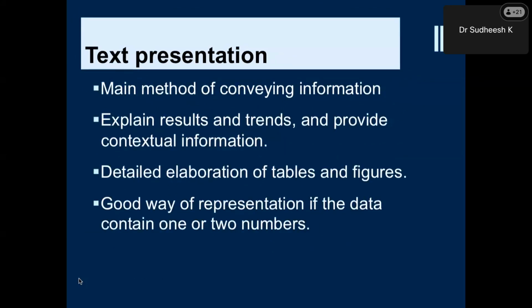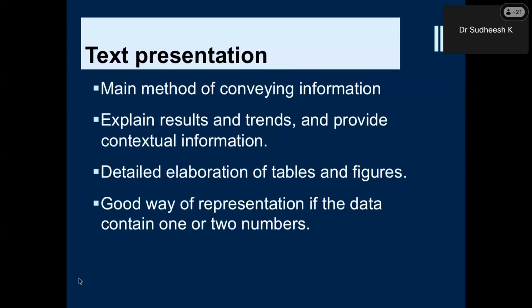Coming to text presentation, this is one of the most common. It's a main method of conveying information. You just go on writing in a running paragraph. For example, the number of patients in group A was so and so, group B was so and so, et cetera. It can be used to explain results, trends, and provide contextual information, and it also helps in detailed elaboration of tables and figures. It's one of the best ways to represent the data if the data contains only one or two numbers.